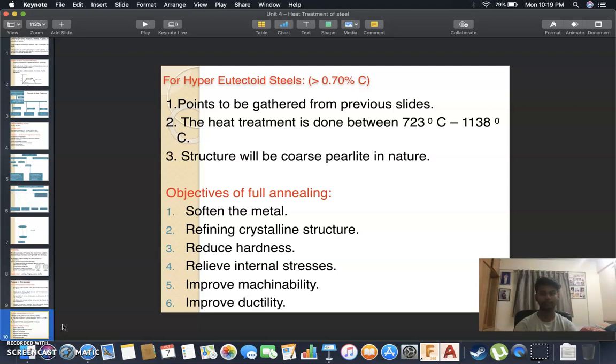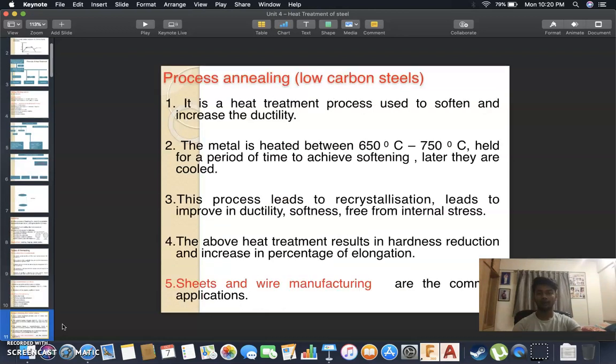Objectives of full annealing: soften the metal, refining crystalline structure, reduce hardness, relieve internal stresses, improve machinability, and improve ductility. So here ductility is nothing but a property of metal to be drawn into wires. Okay, and the next type of annealing is process annealing, which is also known as for low carbon steels.